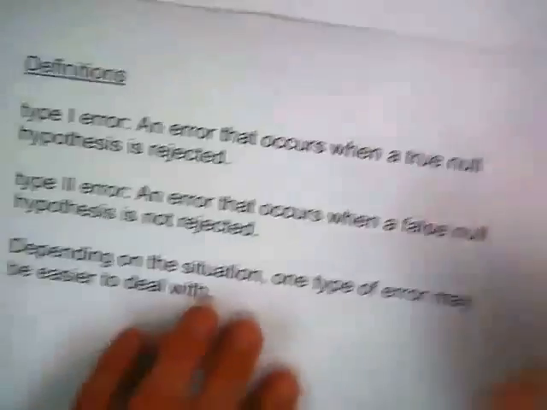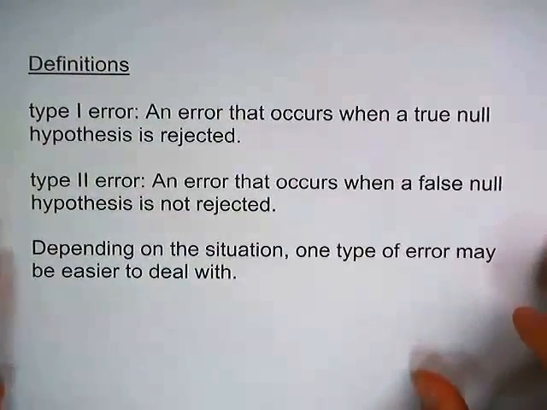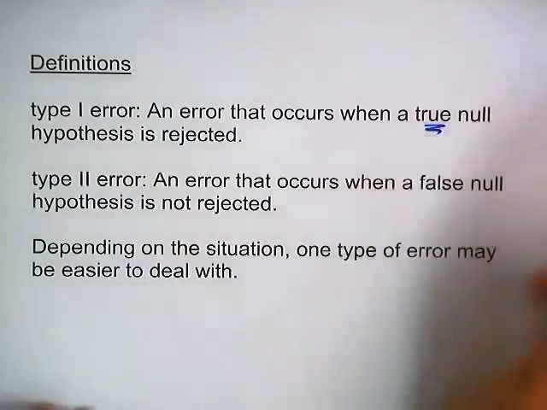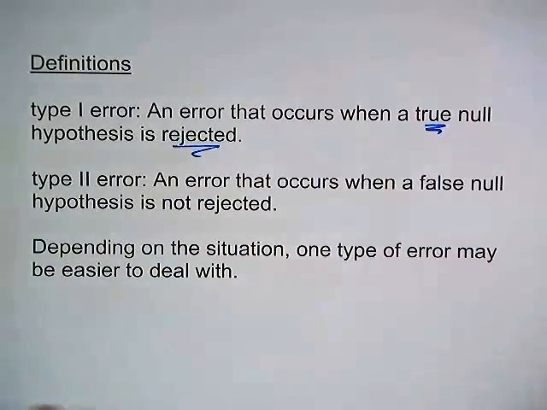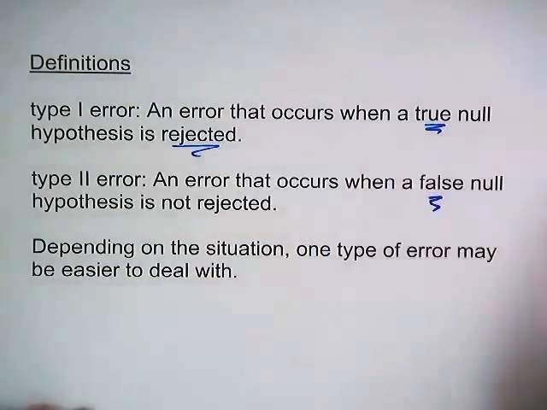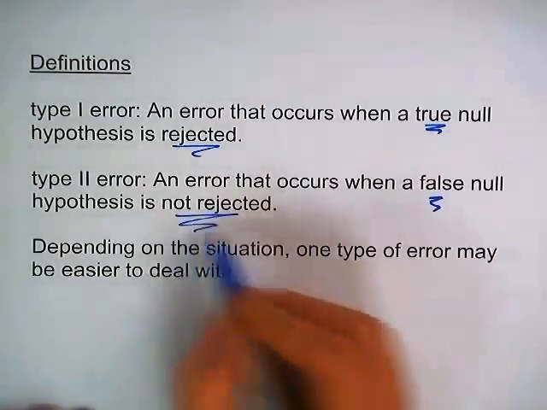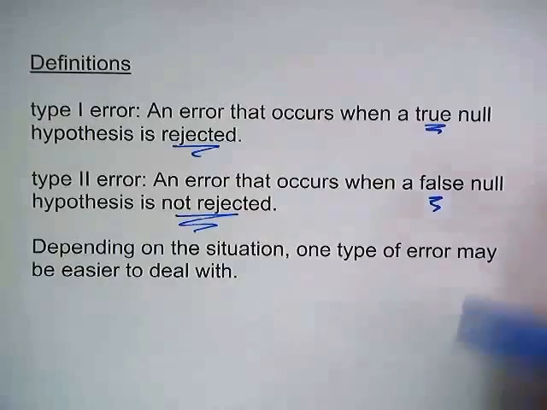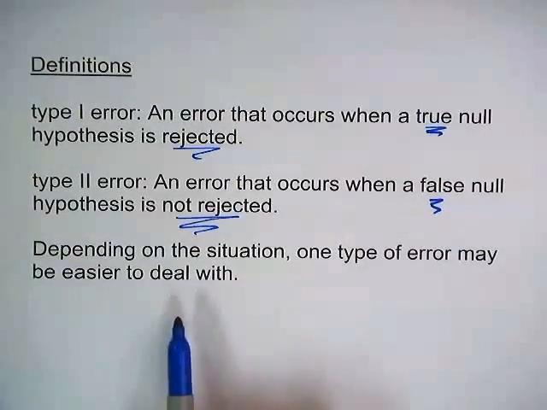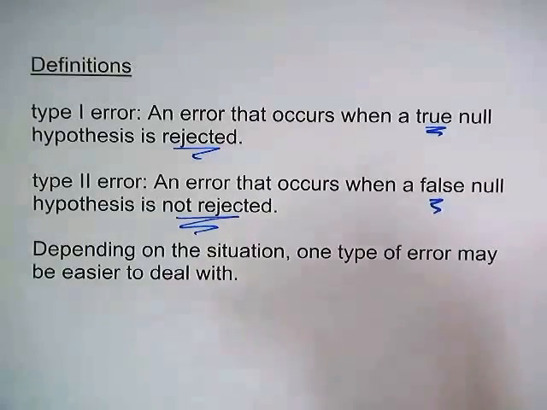All right, so just to formalize our different types of errors, a type 1 error is an error that occurs when a true null hypothesis is rejected. A type 2 error is an error that occurs when a false null hypothesis is not rejected. Depending on the situation, one type of error may be easier to deal with, or one type of error just might be worse.